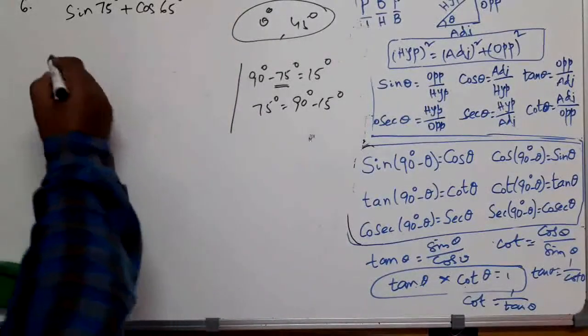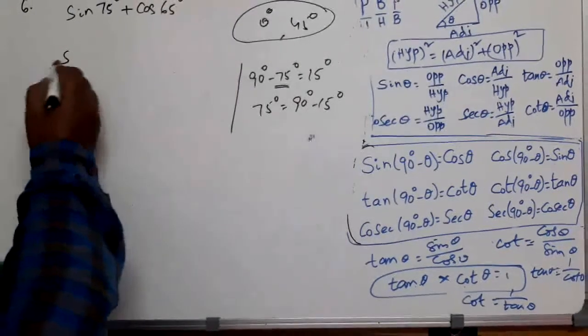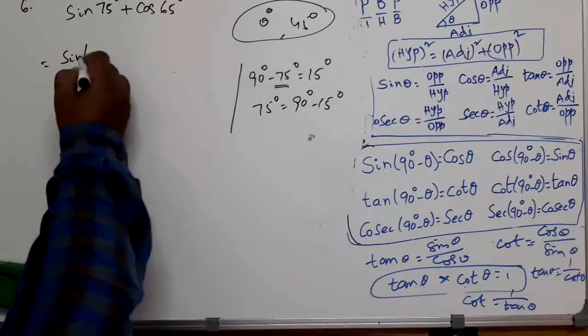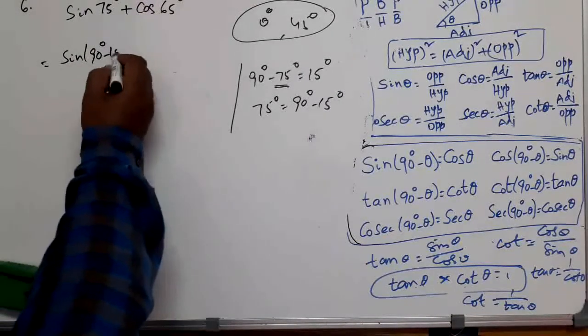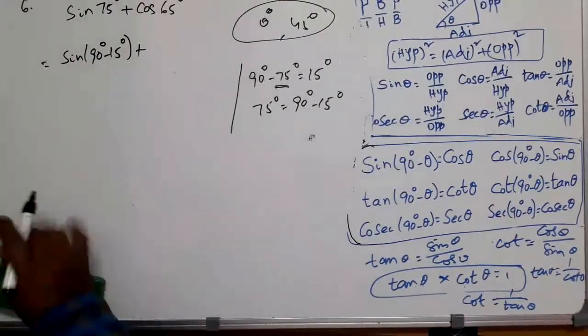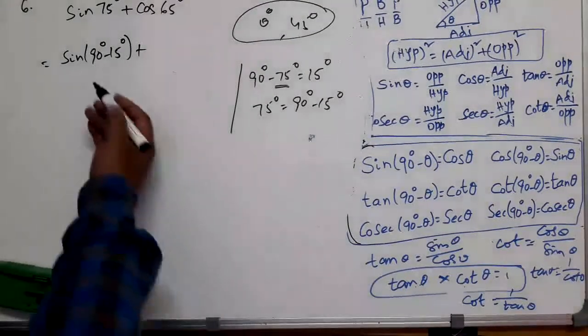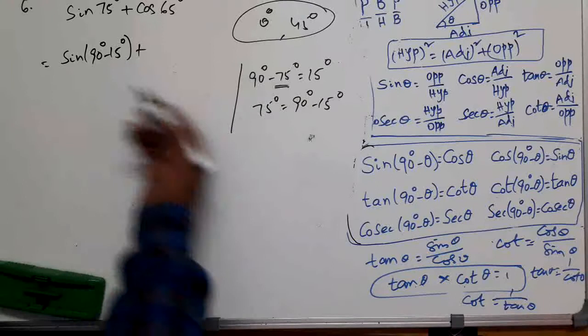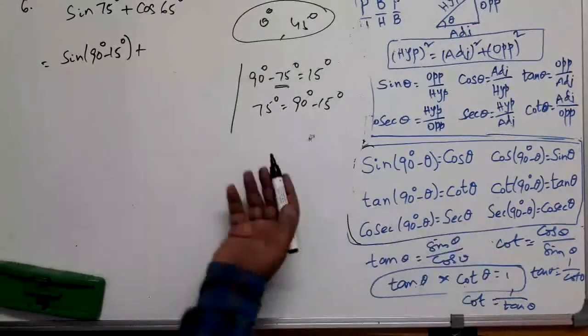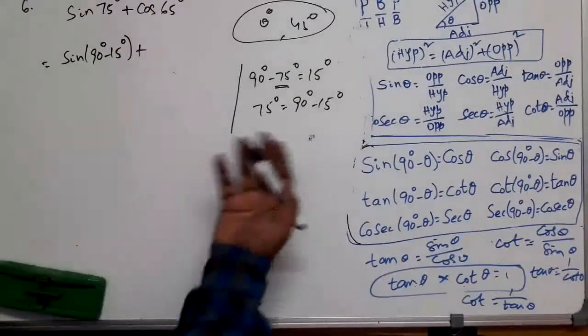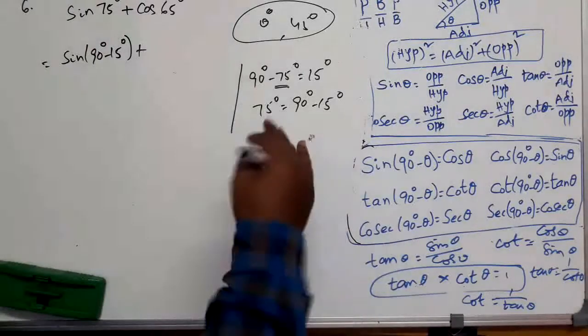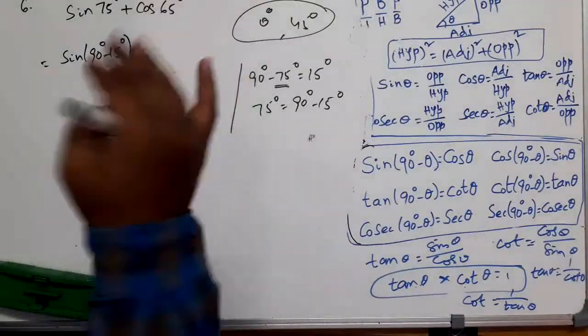So in the place of 75, I am writing 90 degrees minus 15 degrees. Plus, same logic again. Because if 90 minus theta is involved, I have a formula. I can use this formula and simplify further. That's why I am trying to involve the angle 90 degrees. Again, here also I want to involve 90 degrees.